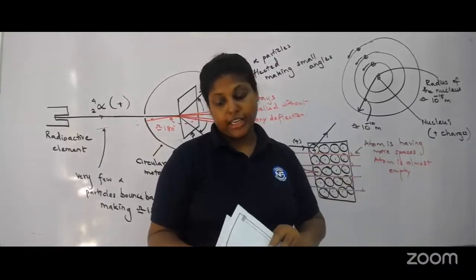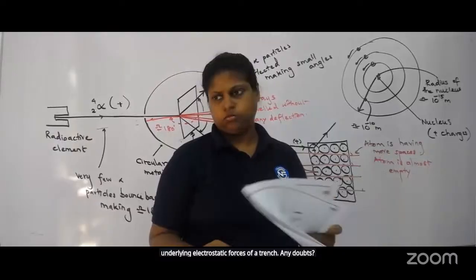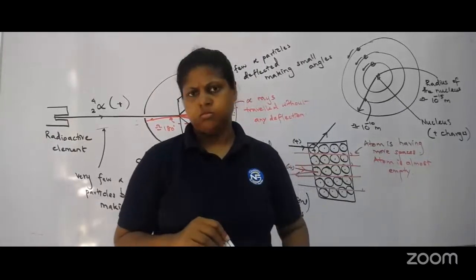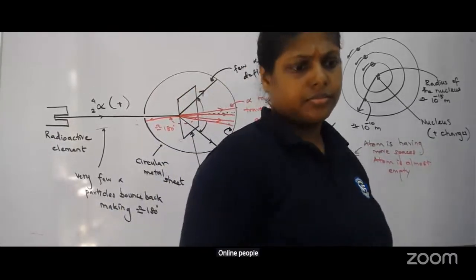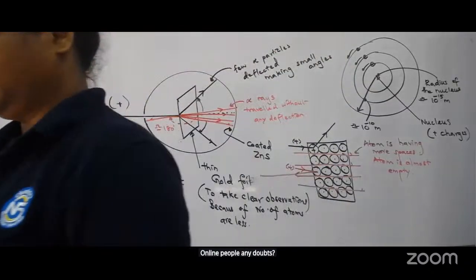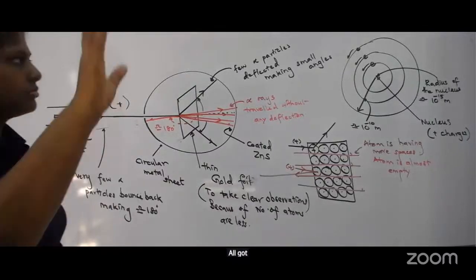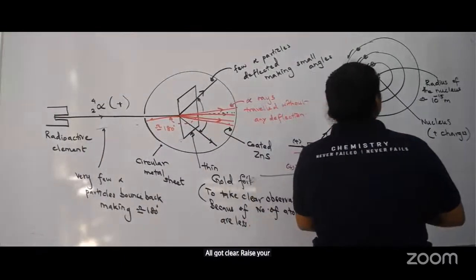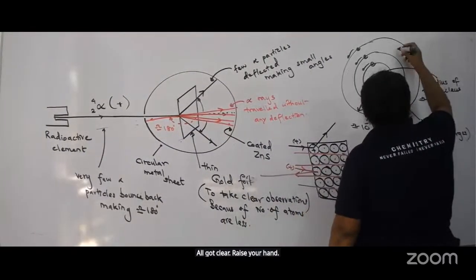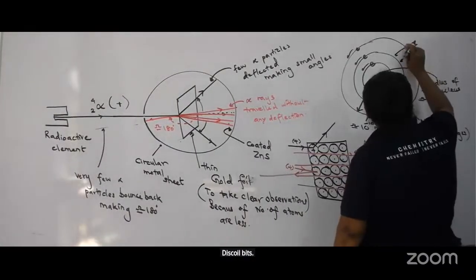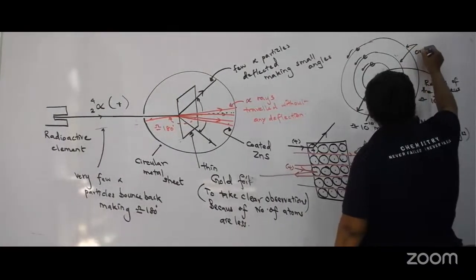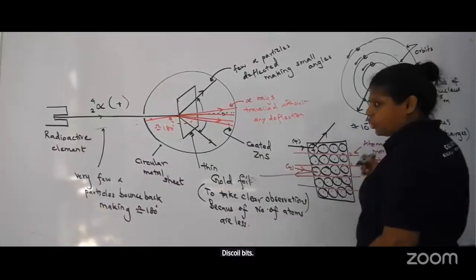Any doubts? Online people, any doubts? All got clear? Raise your hand. These are all orbits. All clear, understand?